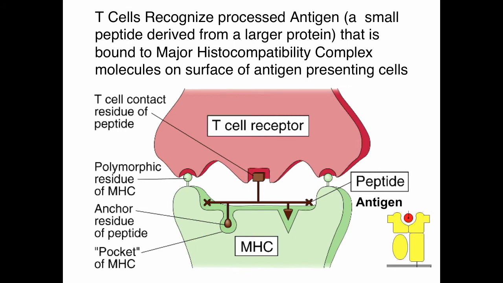And these molecules are expressed on the surface of antigen-presenting cells. The MHC molecule associates with this peptide, which is in brown here, and what the T-cell receptor is doing is recognizing both the MHC molecule and the peptide presented by the MHC molecule at the same time. So there are multiple molecular interactions by the variable portion of the T-cell antigen receptor with both the MHC molecule and the peptide.